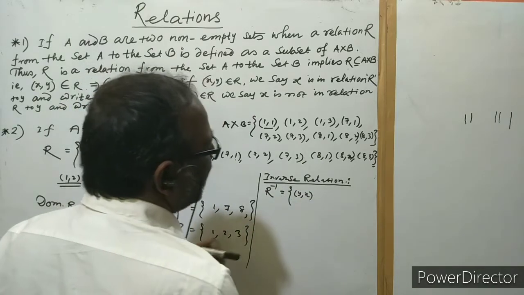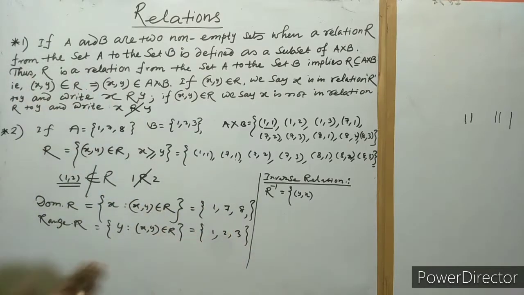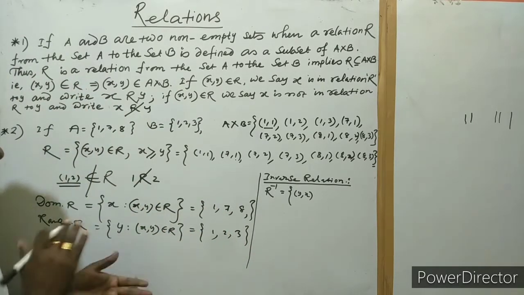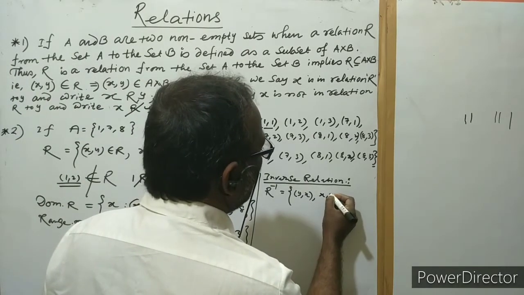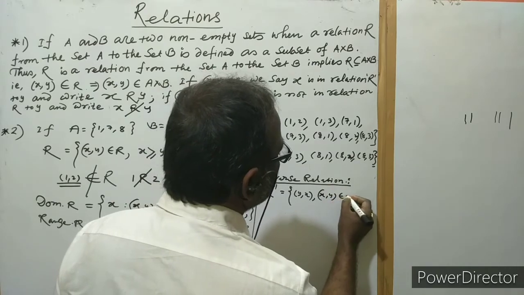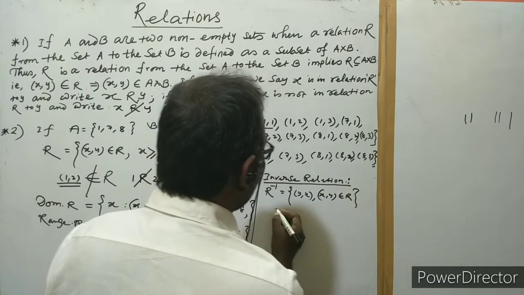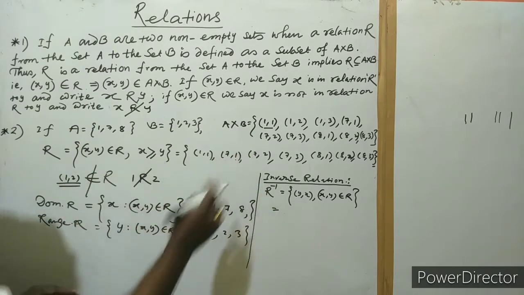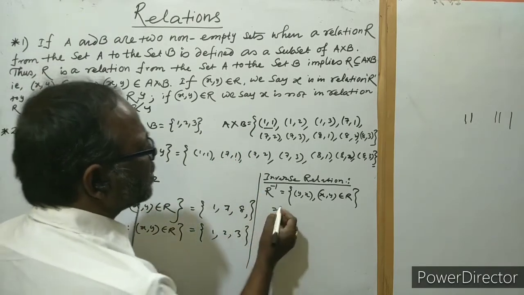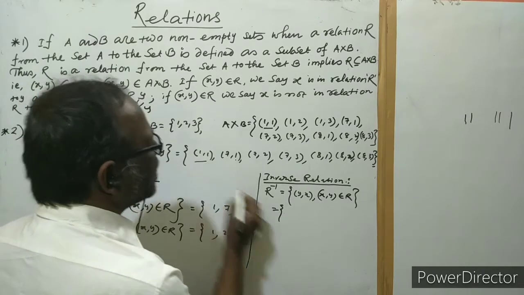In a relation there are pairs of observations x comma y, and the inverse relation is the reverse. When x comma y belongs to R, the pair of observations of the relation is this, just with the numbers reversed. So these pairs of observations are reversed.